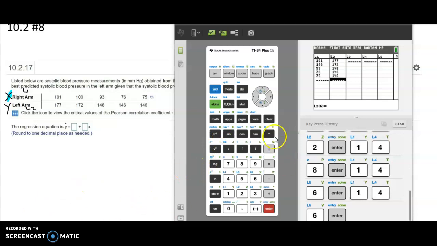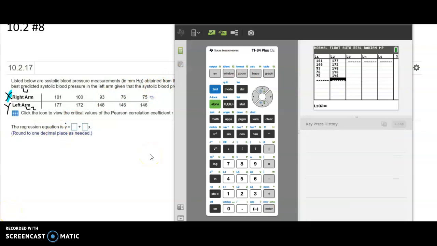It's very important that once you have your data in list 1 and list 2, just double check to make sure you don't have any typos, because if you have typos, you'll come up with the incorrect answers, even going through all the correct procedures. So make sure you double check your numbers. Let's go ahead and find our regression equation now.